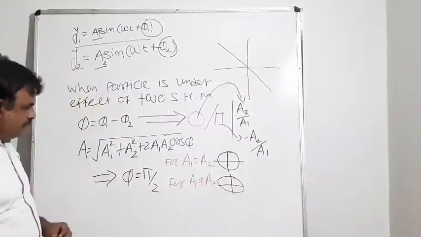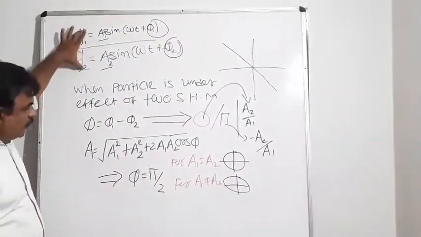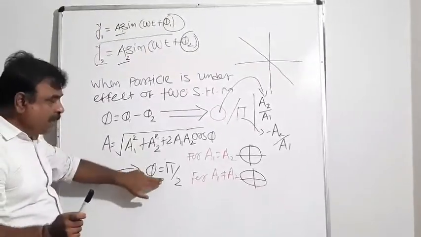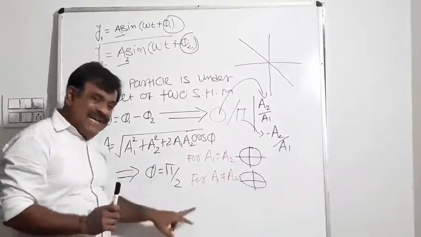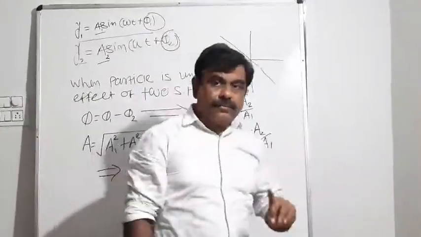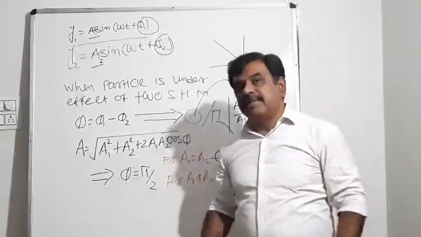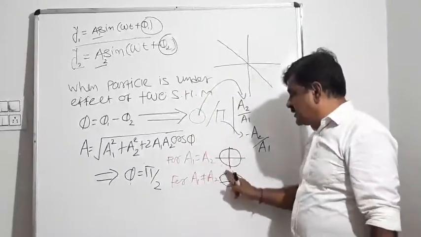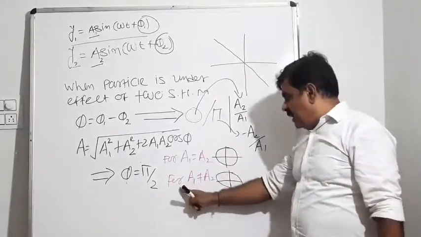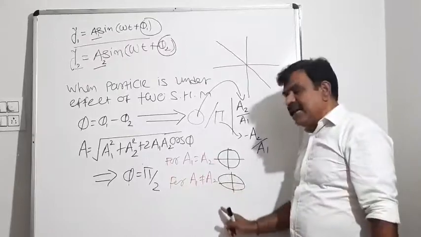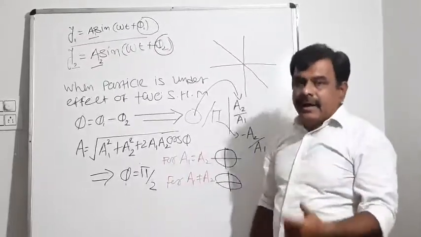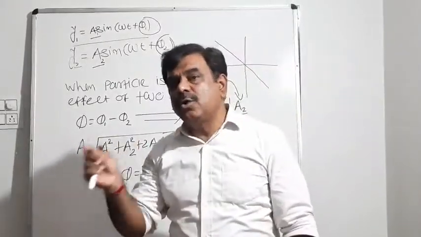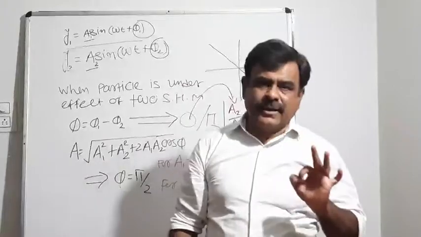Again I repeat, when the phase difference phi between two superimposing motions is pi by 2, there are two possibilities. If A1 equals A2, meaning the amplitude of both superimposing SHMs is the same, then it will be a circular trajectory. And if A1 is not equal to A2, then it will be an elliptical trajectory. And third point, for any phase difference between 0 and pi by 2, it will always be elliptical.